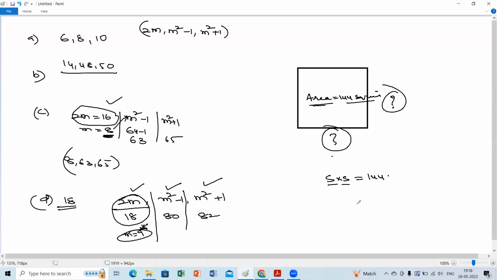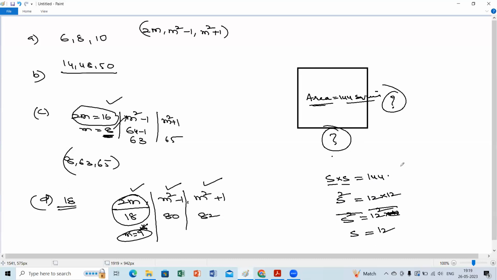So what is S? How are you supposed to find out the side? Side square is equal to 144, which can be written as 12 into 12, right? Yes, ma'am. Side square is equal to 12 into 12. So 12 square, you can write as a square number. So the square gets cancelled. You can write S as 12.